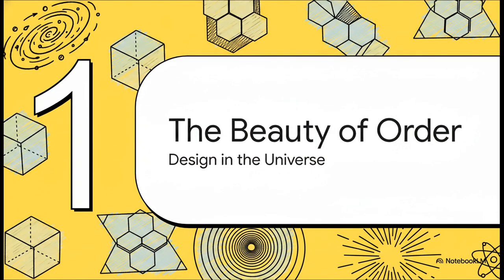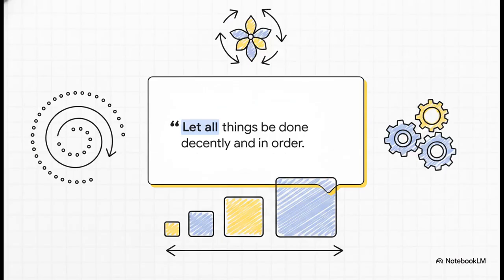Section 1. The beauty of order, design in the universe. Before we even look at a single number, we really need to understand the philosophy behind what we're doing, because math is the language of structure, and this brilliantly illustrates the foundational idea here. Let all things be done decently and in order. Just as God loves order, math loves order too. Sequences show us how things can grow in a purposeful, predictable pattern. When you understand the pattern, you aren't just guessing anymore, right? You're predicting exactly what comes next because you understand the underlying rule of the design.